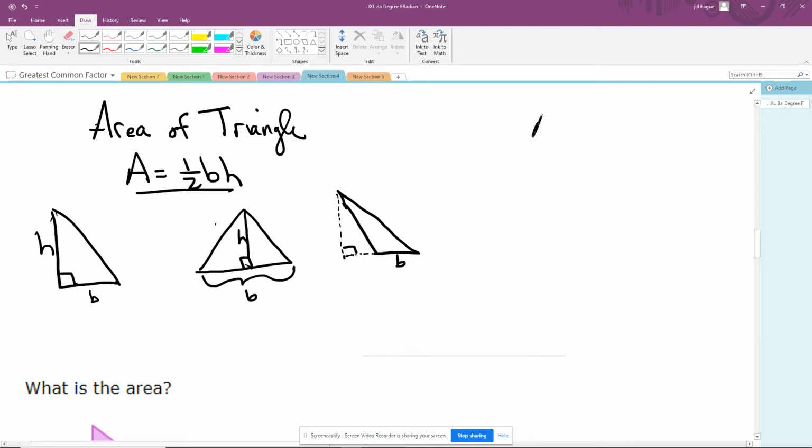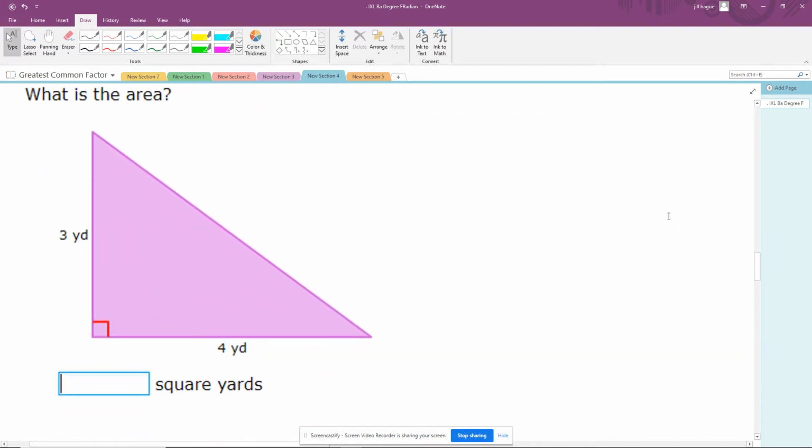And then area of a parallelogram, all right, I'm just going to abbreviate that, is just the area is equal to the base times the height. That's it. Okay, so let's look at a couple problems on there. These should be pretty straightforward.